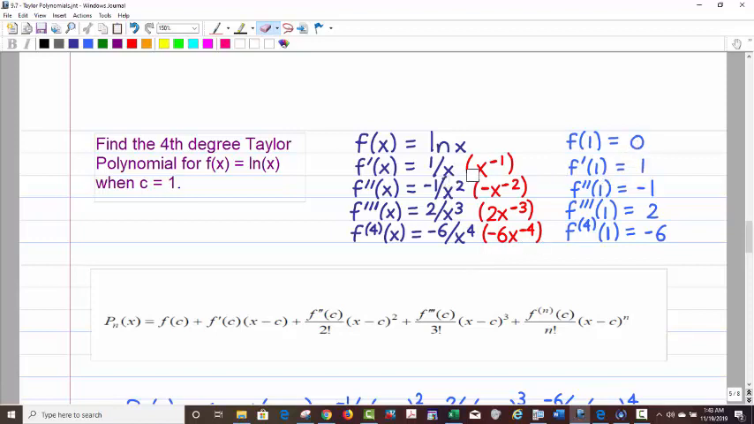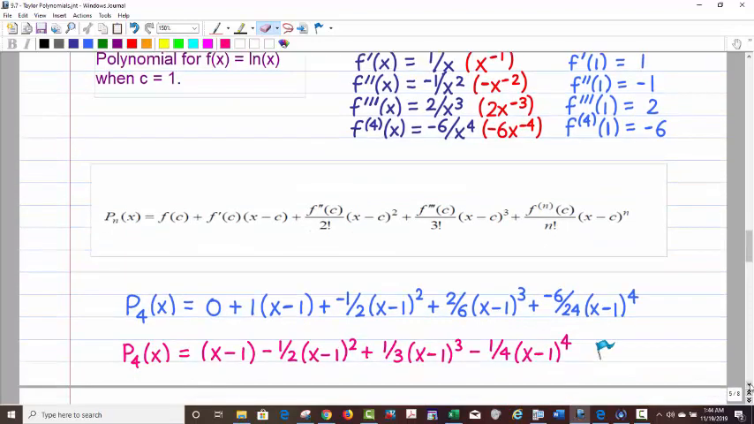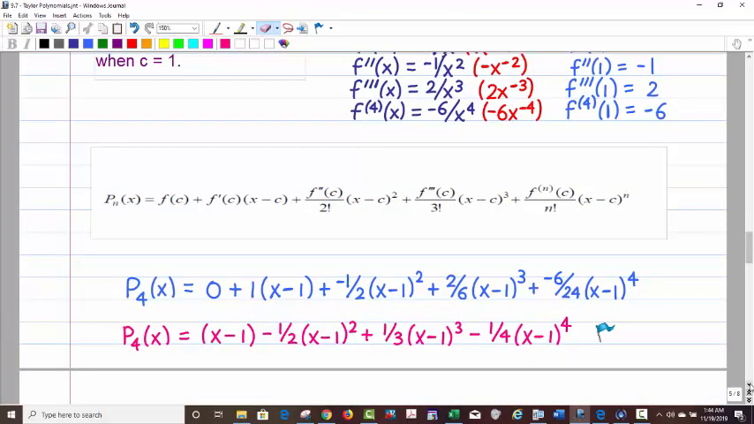You get 0. You'll get 1 right here. That'll be negative 1 over 1 squared. This will be 2 over 1 cubed, which is 2. And then negative 6 over 1 to the 4th, which will be negative 6. So now we are ready to plug this into the Taylor polynomial. All right. This really isn't too difficult. It's just kind of a plug and chug thing here.